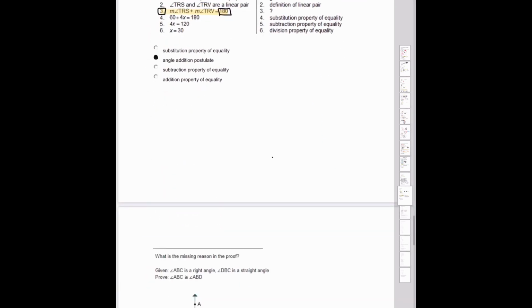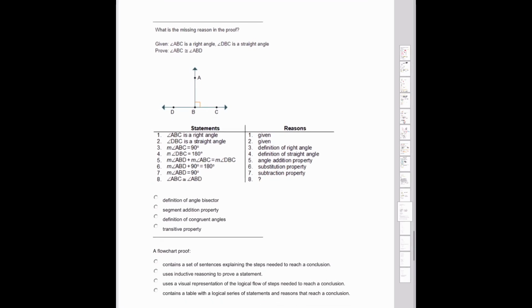Let's move on to the next question. Here again, we see a 2-column proof. We know that this is 2 columns because we have a statements column and a reason column. Here we are being asked once again to find what is the missing reason in the proof.